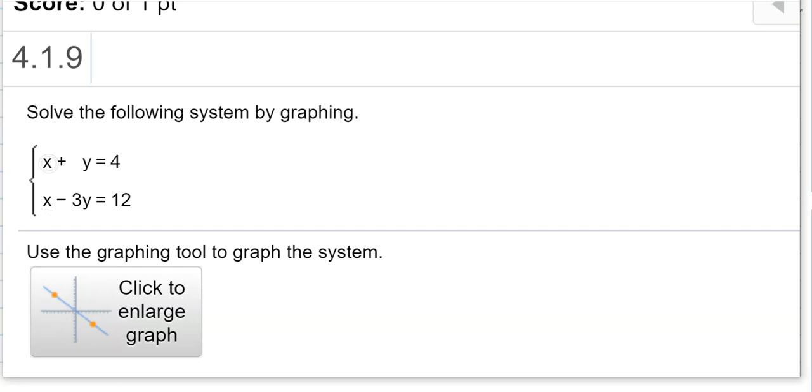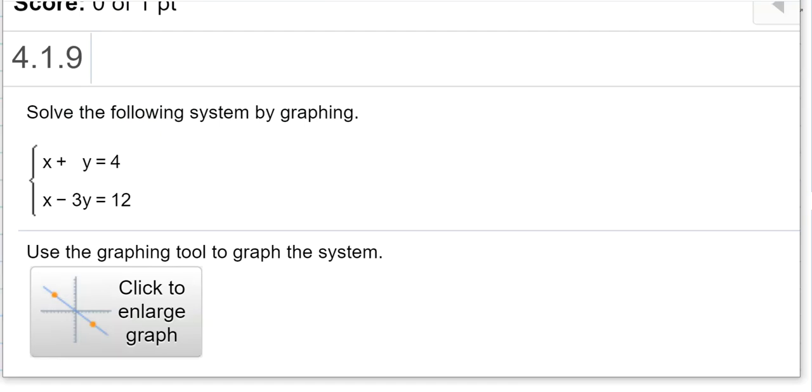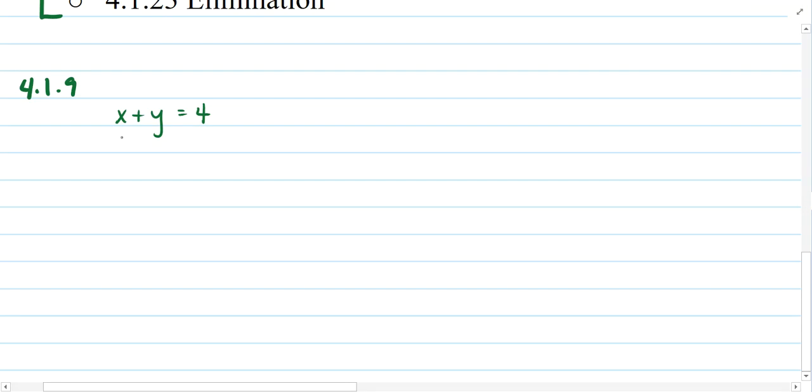My recommendation is to solve the system by first rewriting these functions. In the first one I have x plus y equals 4, so I'm going to come back to my notebook paper and record x plus y equals 4. And then my second equation was x minus 3y equals 12. And that's our system of equations.